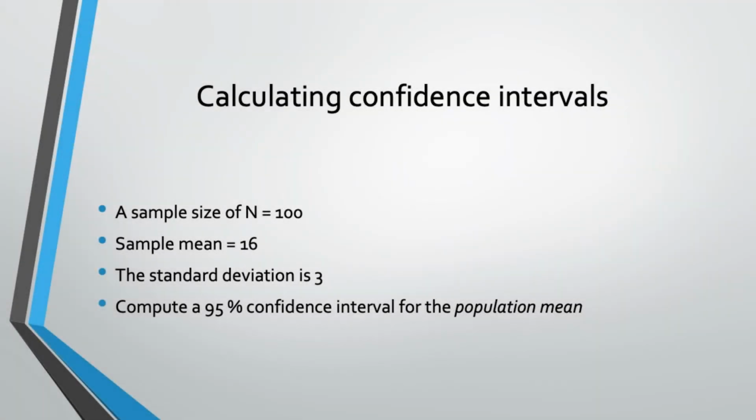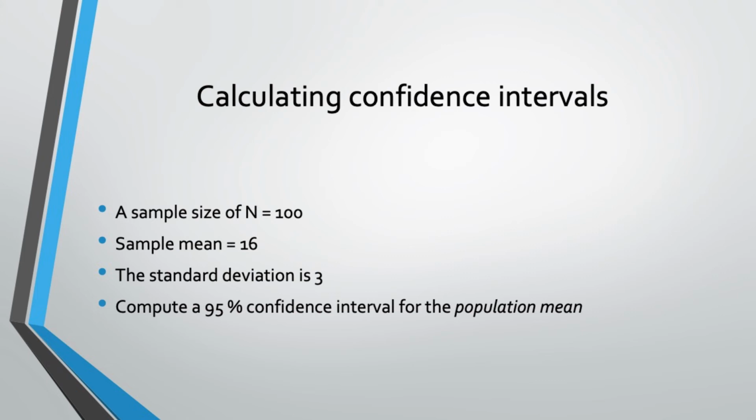So let's run through a quick example. I'm just going to do an example with no context, just so you can see the numbers and understand what it is that we're doing. So let's imagine we had a sample size of n, and whatever thing we were studying, let's just say that it had a mean of 16 and a standard deviation of 3. And what we want to do is compute a 95% confidence interval for this mean.